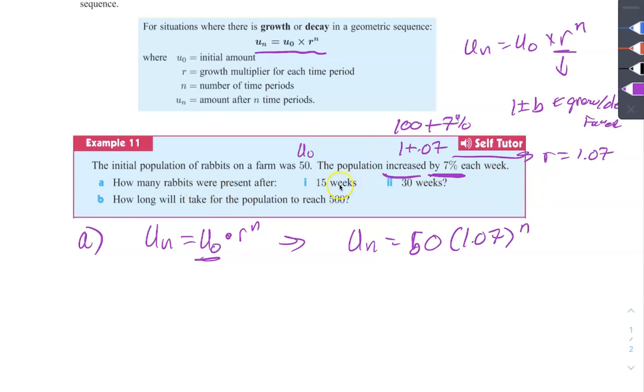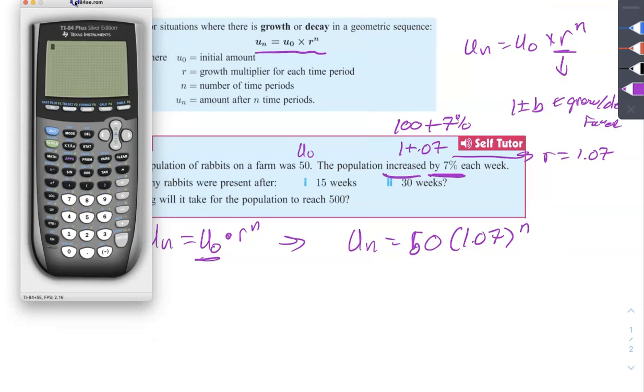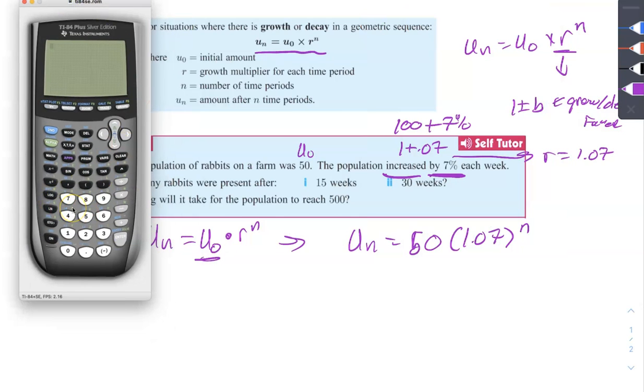In our first problem, it's 15 weeks. Now this is the application problem, so we can use a calculator. For U15, it's going to be 50 times 1.07 to the 15th. And we get 137.95, so approximately 134 rabbits.